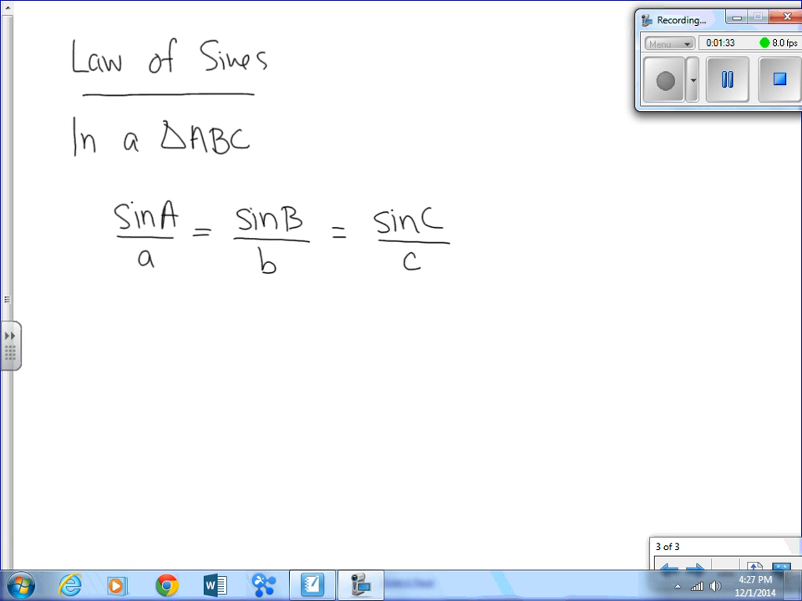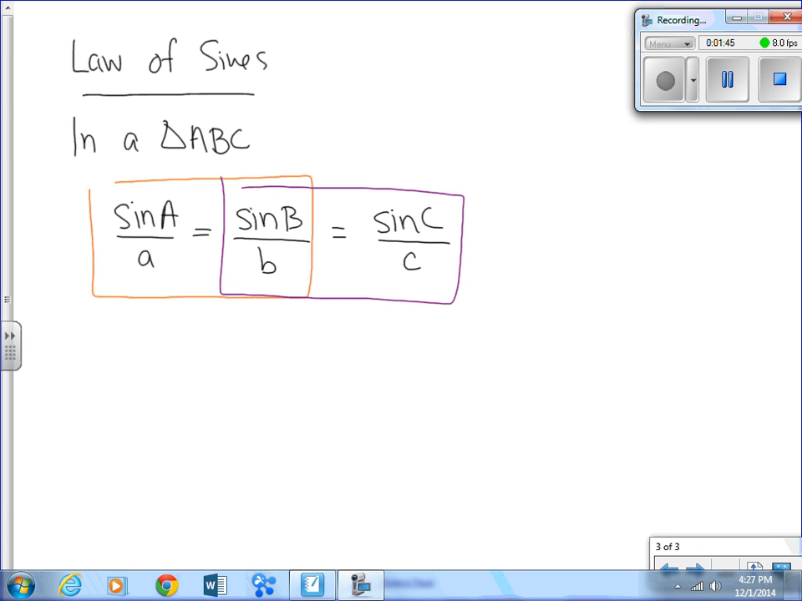Okay, so we can use this three different ways. We have two equal signs here, but we could look at just this piece to figure stuff out, or we can look at just this piece, or that piece to figure stuff out. So really we have a few different things that we can set up from this.